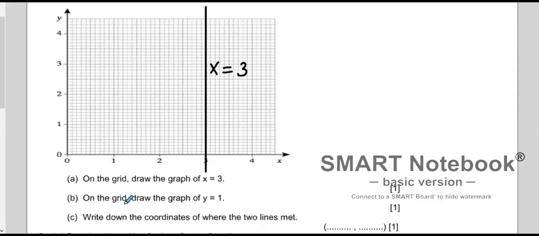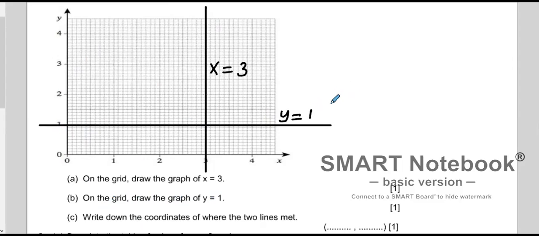On the grid, draw the graph of y equal to 1. Same thing, y equal to 1 is this number here. So simply you draw a horizontal line that goes through y equal to 1. All right, so here you label y equals 1.